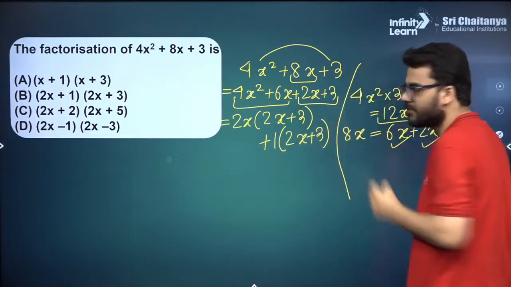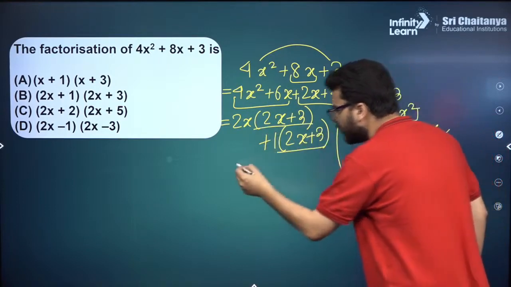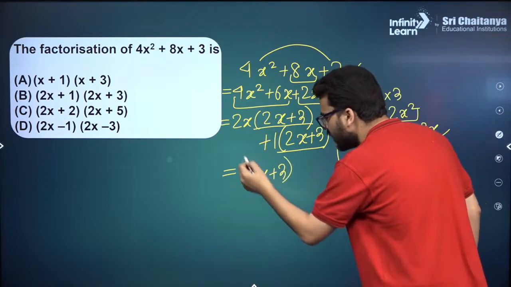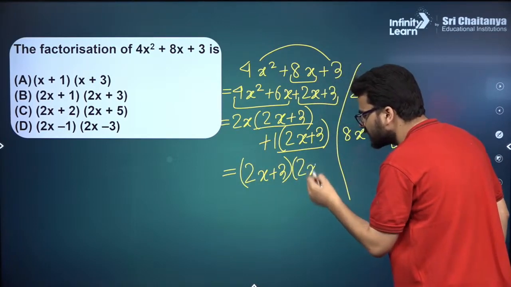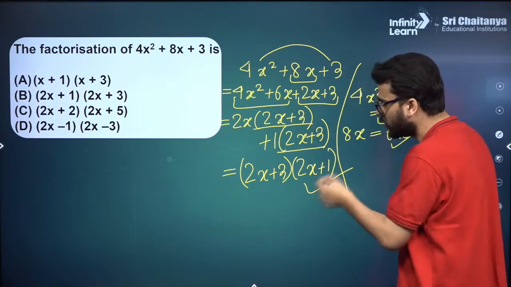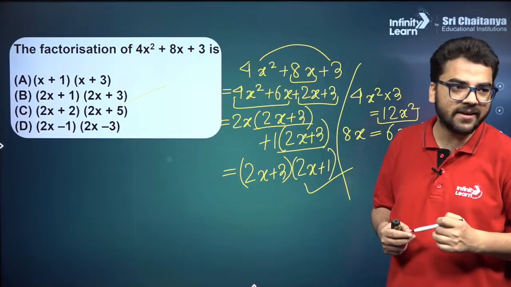I hope this is clear. So out of the whole expression you can take 2x plus 3 as common once again, right? So you can take 2x plus 3 as common and you will be left with 2x plus 1 over here. And that is the factorization of this quadratic polynomial, 2x plus 1, 2x plus 3. So the second option is correct. Is it clear to everybody?